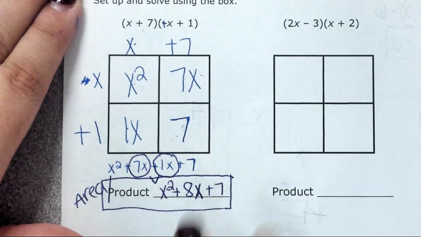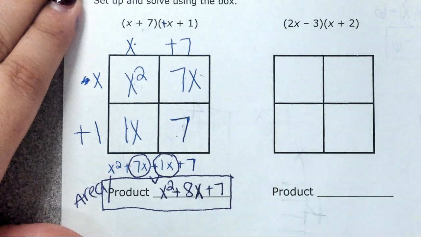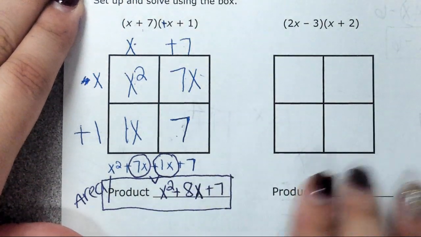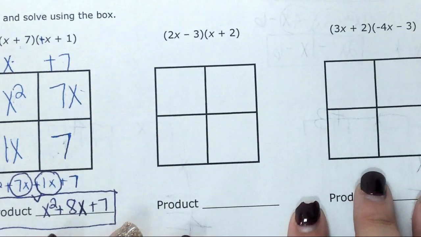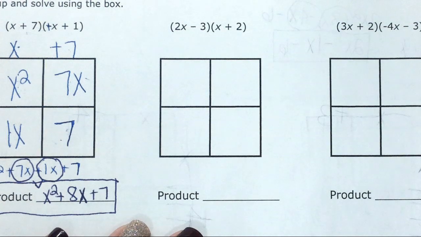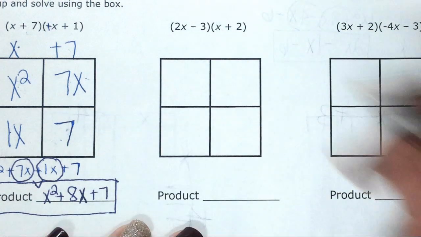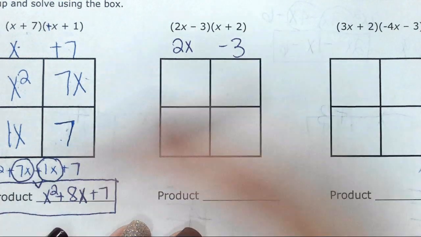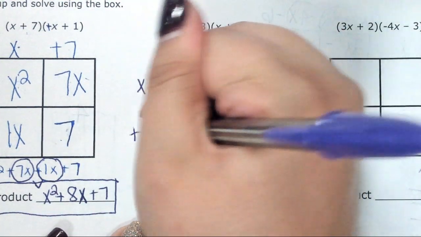Okay, let's do another one because some of you are like, I got this, I can go on. But some of you have no idea what's going on. Please make sure you're writing this down. And we're going to do another one. So I have 2x minus 3 and x plus 2. So I'm going to do 2x minus 3 here. It doesn't matter, but I'll just do it there. And then I'm going to do the other one, x plus 2 here.